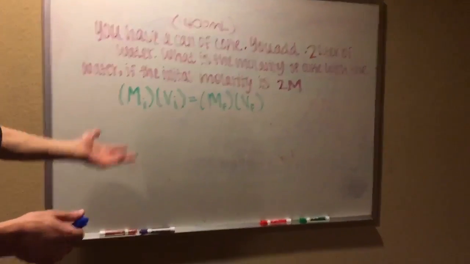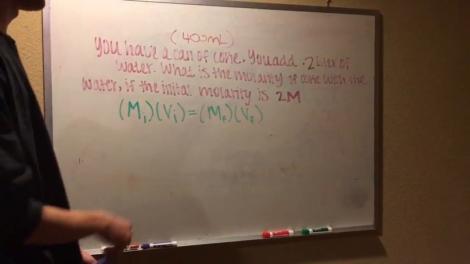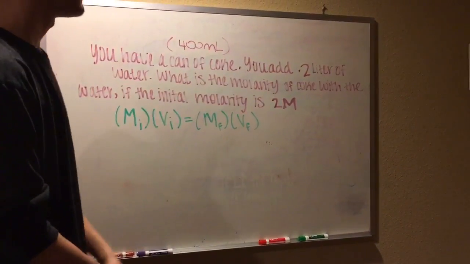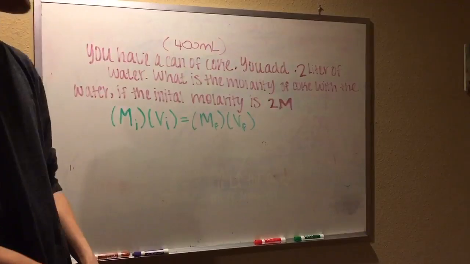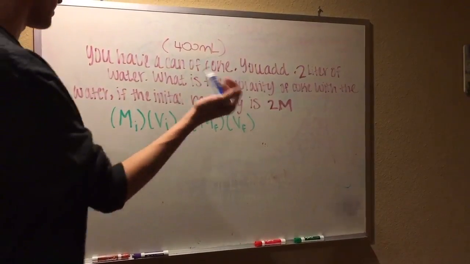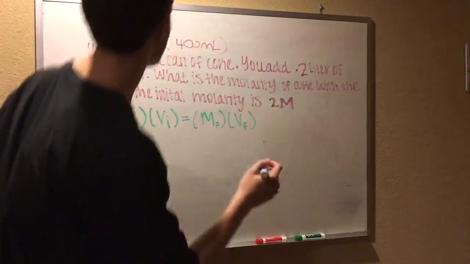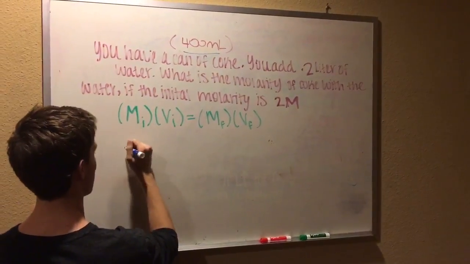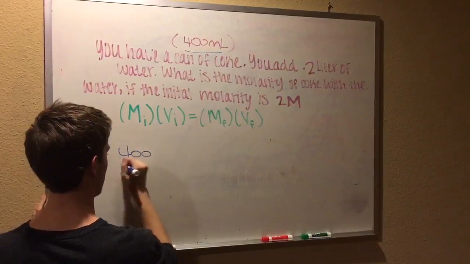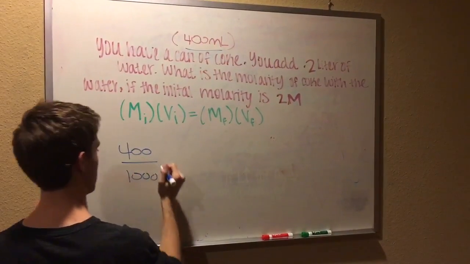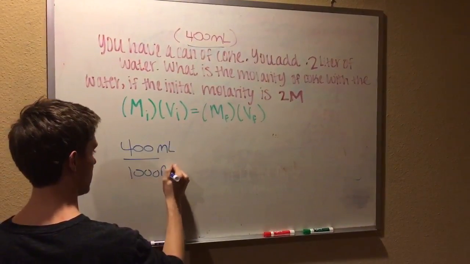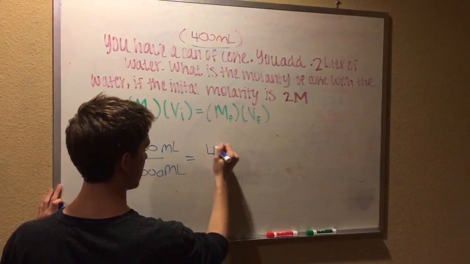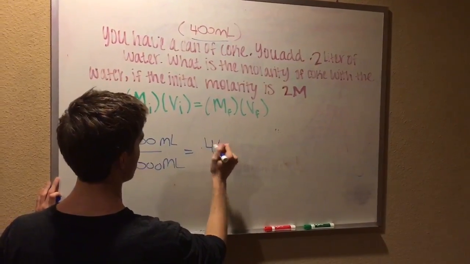Okay, for the next problem, it says you have a can of Coke, which is 400 milliliters. You add 0.2 liters of water. What is the molarity of the Coke with the water if the initial molarity is 2 molarity? Okay, first, you want to convert this to liters. So 400 divided by 1,000 equals 0.4 liters. And this is your initial.